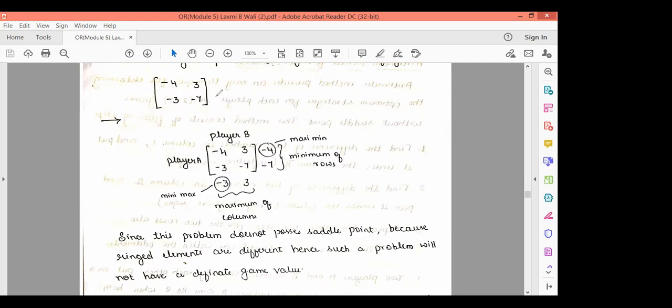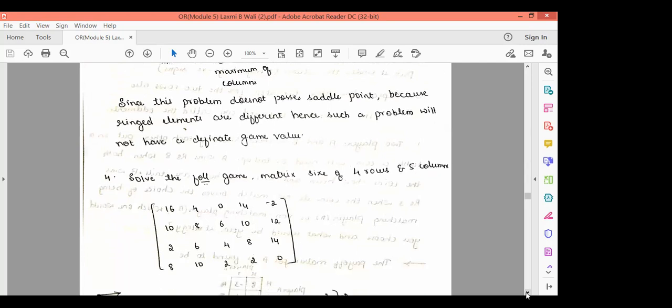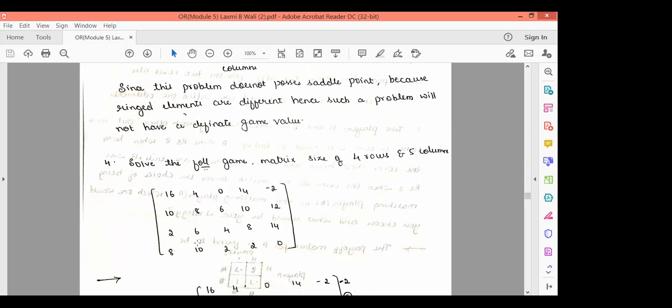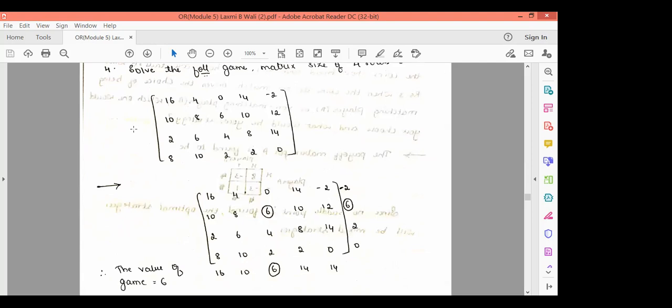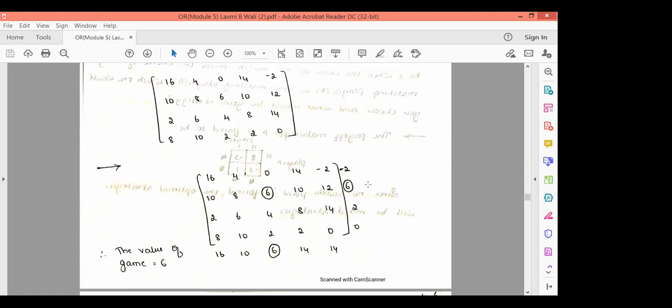So this was the next problem. The same way, you can check with this matrix. Player A will be written here and player B will be written here. For this particular problem, player A has 4 strategies and player B has 5 strategies, because we have 4 rows and 5 columns.